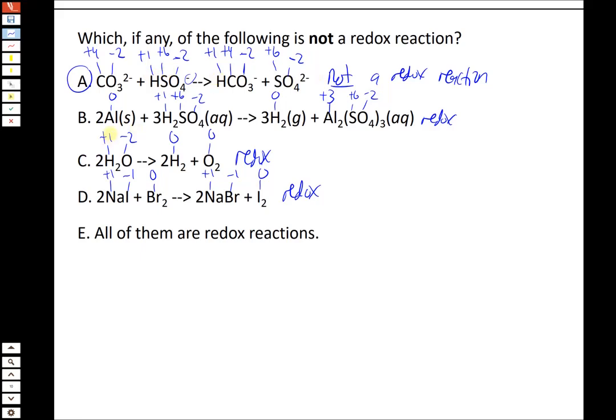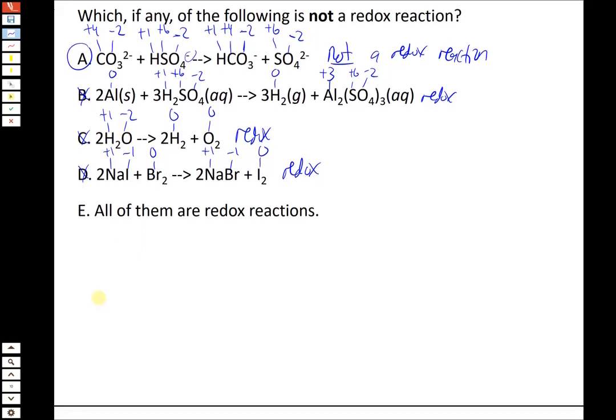But we could have quickly eliminated B, C, and D because all 3 of these involve elements, which means they have to be redox reactions. So that's going to be a helpful shortcut for identifying redox reactions, where it won't tell you in all cases whether or not it's a redox reaction, but if it has elements involved, then it has to be a redox reaction, and you don't have to do any further analysis like I did here.